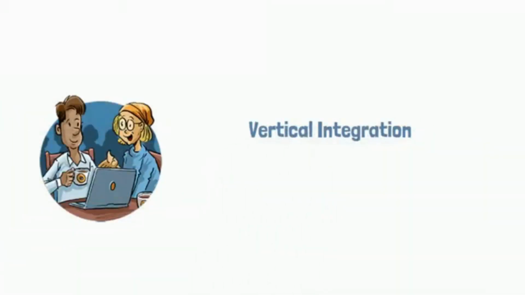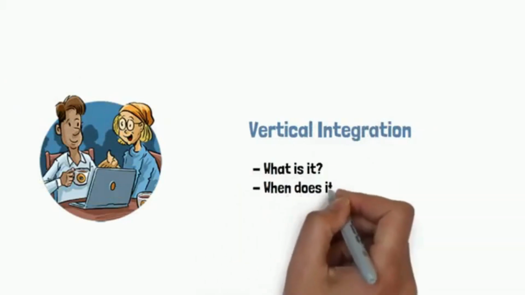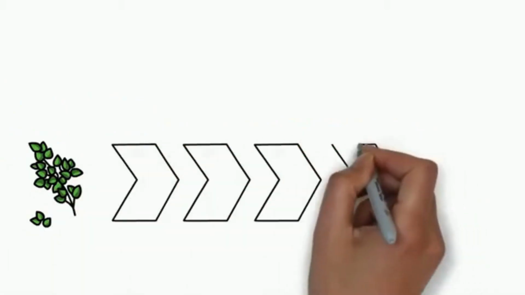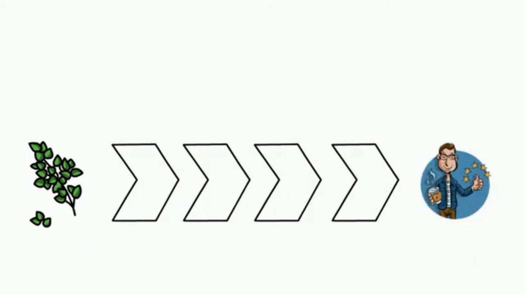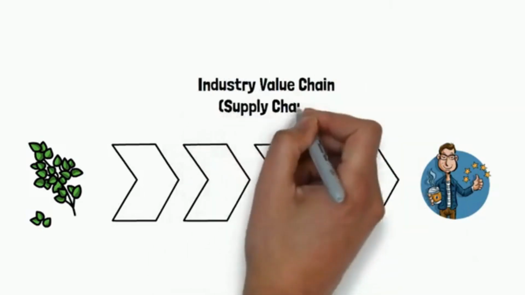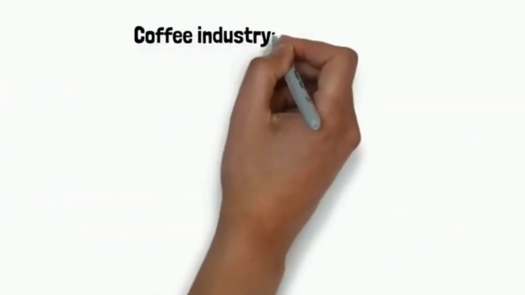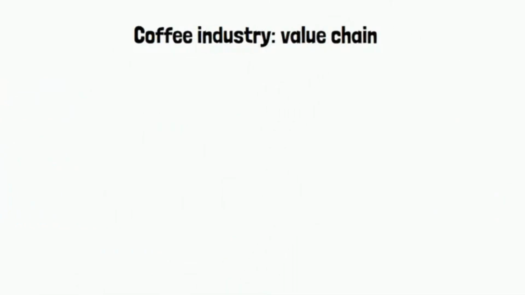Vertical integration. What is it and when does it make sense for a company to do it? In order to understand vertical integration, it helps to start with a picture of the activities that take place in an industry in order to produce a product or service. This picture is called a value chain or supply chain. Let's look at a simplified example of a value chain for the coffee industry.